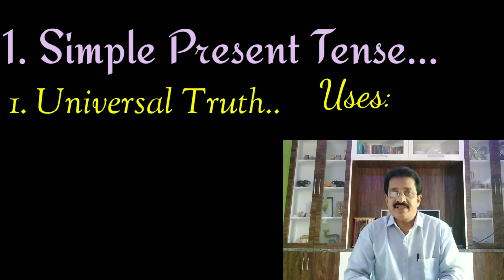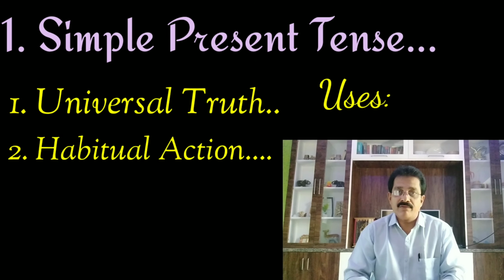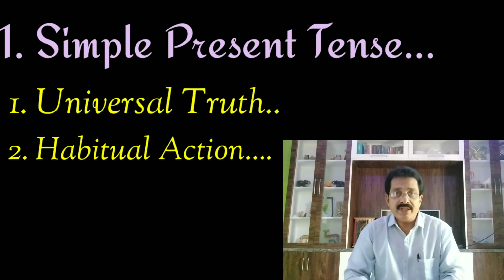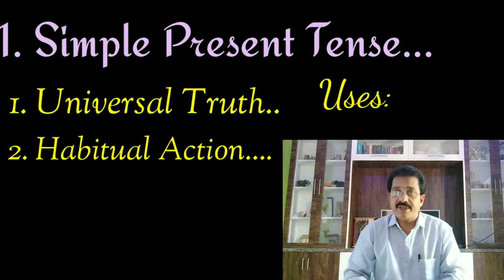Another usage of simple present is for a habitual action. What do you mean by a habitual action? A habitual action is an action that is done at regular intervals. It is not necessary that you do it daily or once a week. Whenever you do an action at frequent regular intervals, it comes under regular or habitual action. And whenever we refer to a habitual action, only simple present tense should be used. Let me give an example. He goes to school every day.